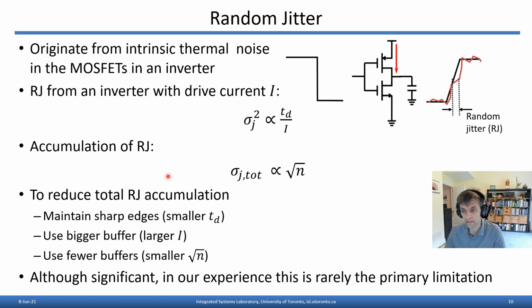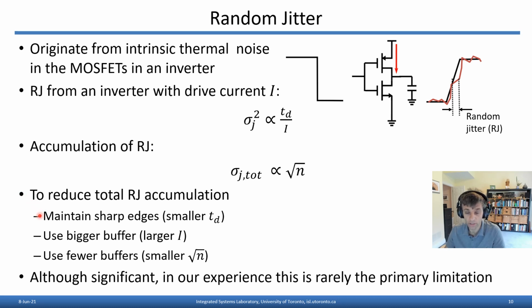Now, again, in a clock distribution network that comprises N series inverters, because the random jitter introduced by each inverter is going to be statistically independent from its neighbors, because each is arising from the thermal noise in its own transistors, we see that random jitter accumulates not in proportion to the number of buffers, but in proportion to the square root of the number of buffers. Nevertheless, a lot of the same design tips that we saw for mitigating PSIJ also apply to reducing the accumulation of RJ along a chain of inverters.